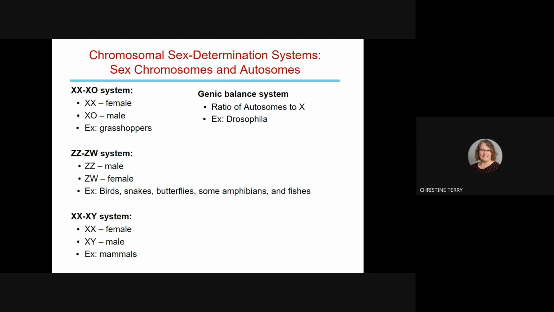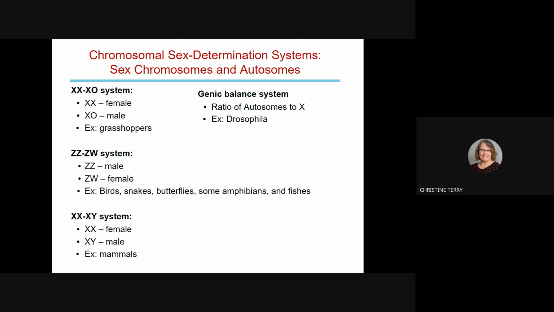So the female in humans, or in most mammals, is homogametic, meaning it has two of the same sex chromosome, and males are heterogametic. They have two different sex chromosomes, the X and the Y. In the ZZ-ZW system, it's different: males are homogametic and females are heterogametic. They use Z and W as letters instead of X and Y because otherwise it would be confusing. We would think, why is XX male in these birds? So they just use different letters to keep it simple.